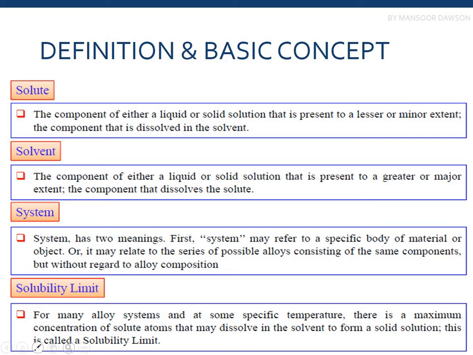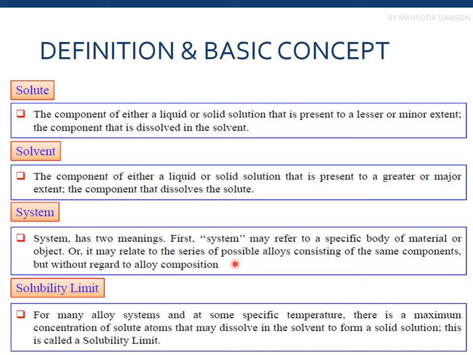Then we have a system. So what is a system? The system refers to a body of a material or an object. In this case, we refer to an alloy system or a series of elements.